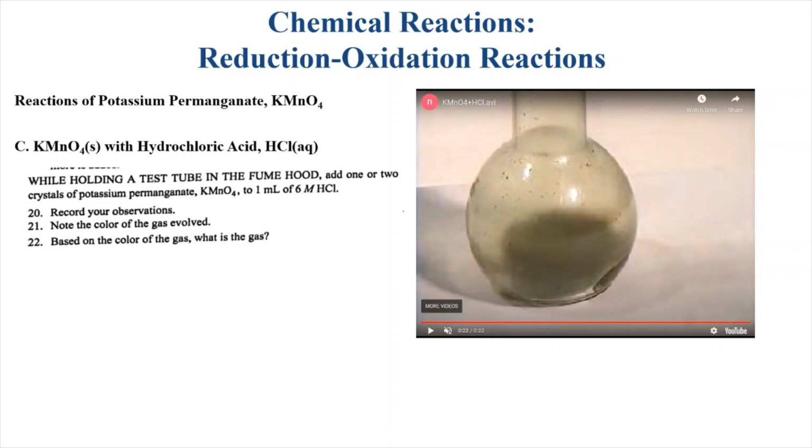Be thorough, note color changes and whether a gas was formed. If a gas was formed, I will tell you what the odor is. In this particular instance, this would not be a gas that you would want to waft or smell. It's a dangerous gas, so I'm not going to. You wouldn't smell the gas. You're going to have to do it based on color. And the same thing for the brown gas that was evolved in the reaction of copper.